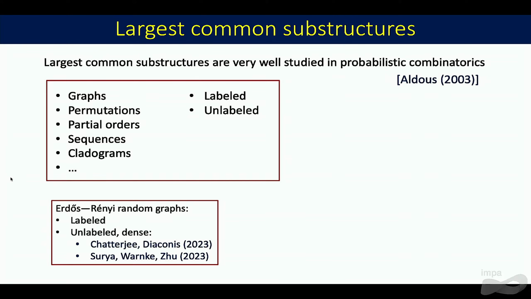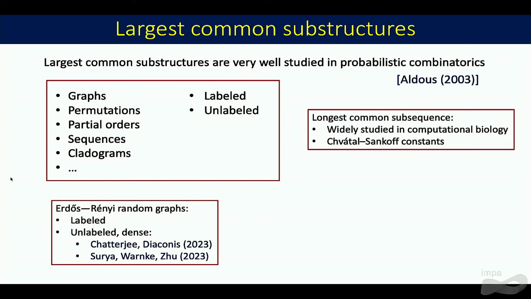But actually, there's some work by Chatterjee and Diaconis, and also by Surya, Warnke, and Zhu from last year. And there, they actually have some very precise results, like two-point concentration type of results, which really leverage the fact that you have lots of independence that you can work with here.